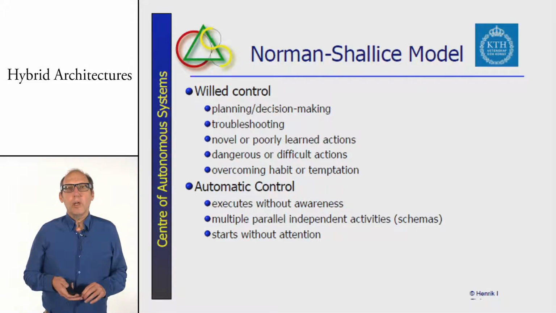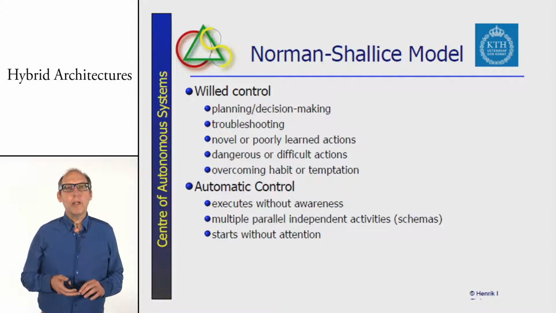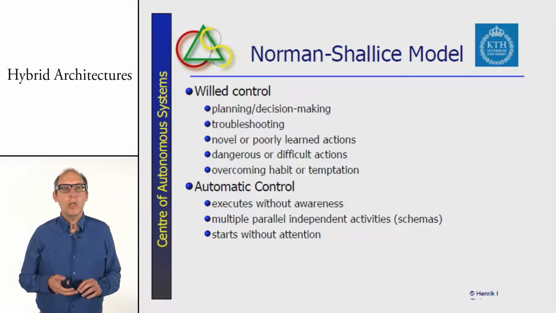So, if you look to biology, there we have the Norman-Shallice Model, and there we see that we have two types of control. On one side you have the willed control, the conscious control, and on the other hand the automatic control, and that executes without awareness with several different activities that are executed in parallel, and they can even start without you being aware of it.